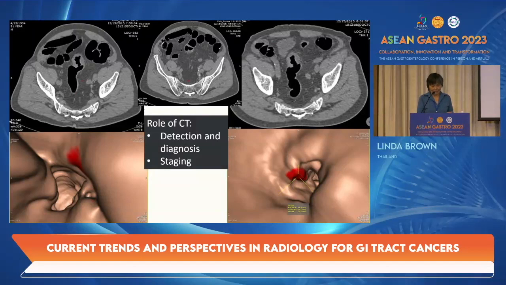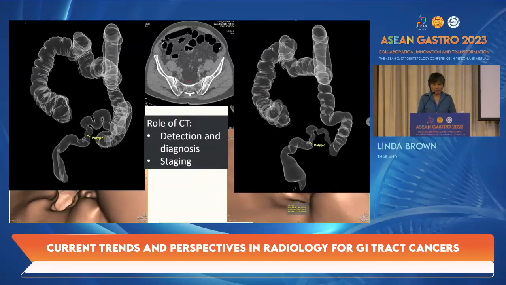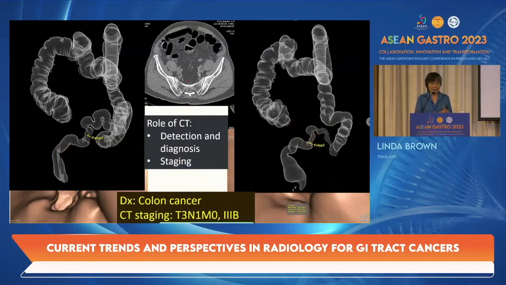And if you like the old imaging, we can also create the volume rendering that looks like barium to show you an apple core appearance that we are familiar with. So this is probably a colon cancer, T3 lesion, N1, M0. So based on one study, we could detect, diagnose, and stage at one time. That is a powerful tool of imaging.